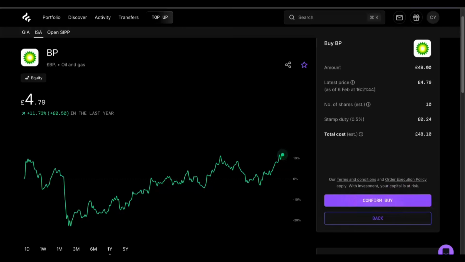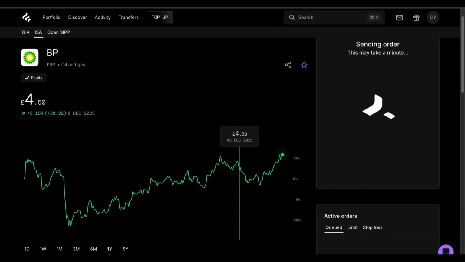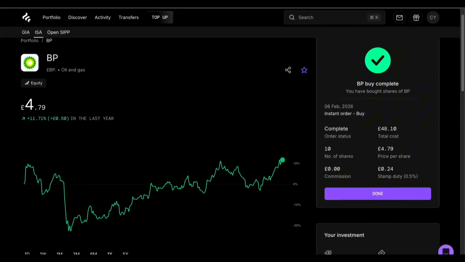And I'm going to be adding 10 shares to my portfolio for an amount of £40.10. Now let's take a closer look at which of my existing stocks I'm going to continue adding to this month.